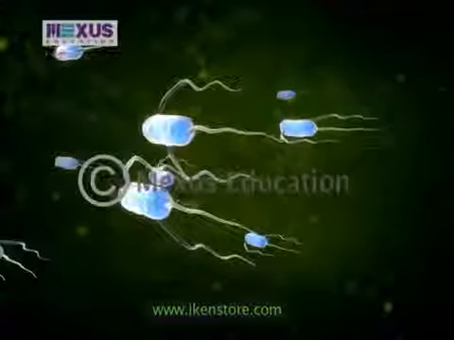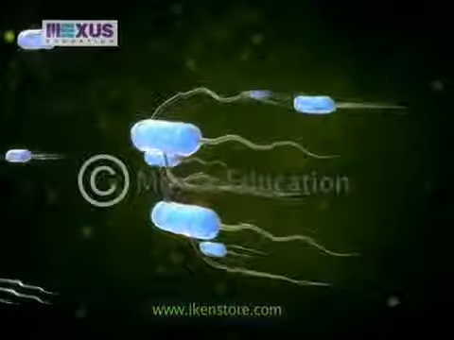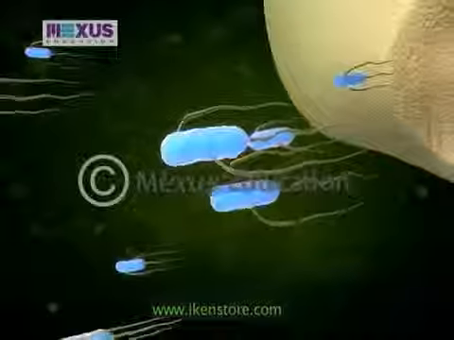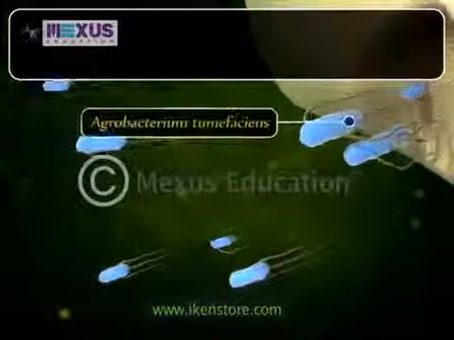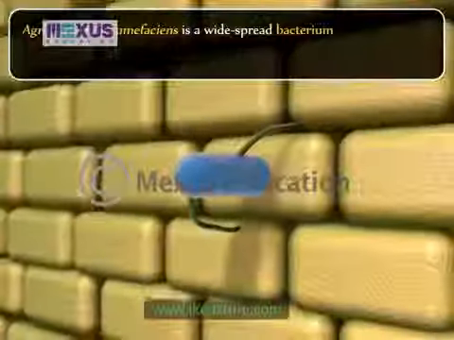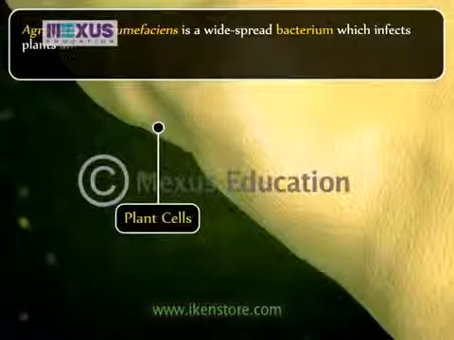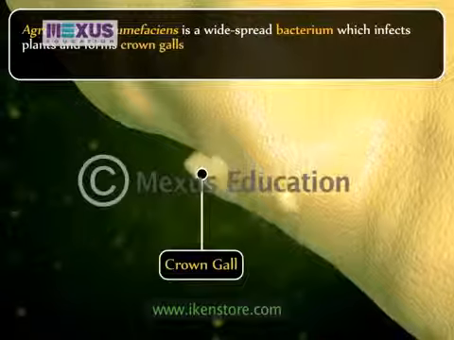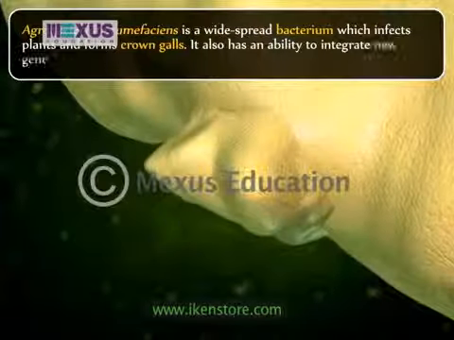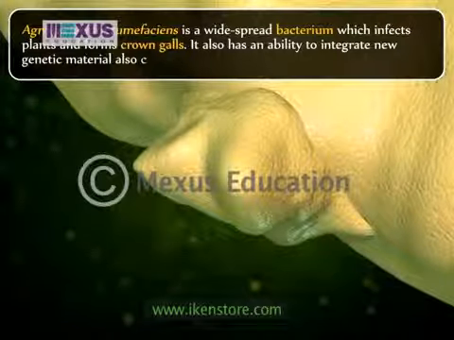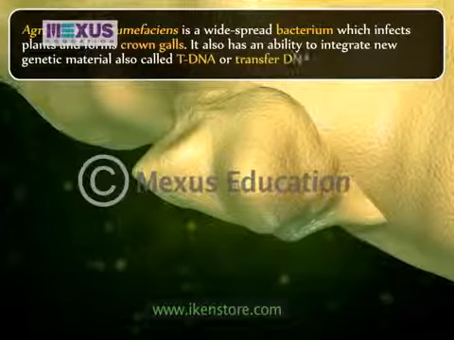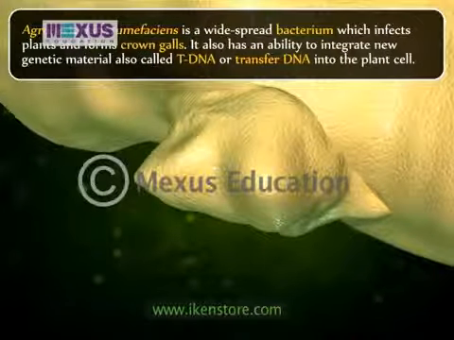Transformation techniques can be grouped into two categories. The first is agrobacterium-mediated transformation. Agrobacterium tumefaciens is a widespread bacterium which infects plants and forms crown galls. It also has an ability to integrate new genetic material, also known as tDNA or transfer DNA, into the plant cell.